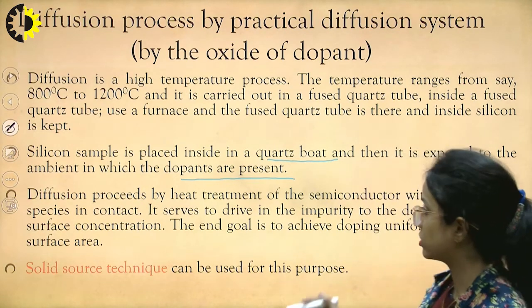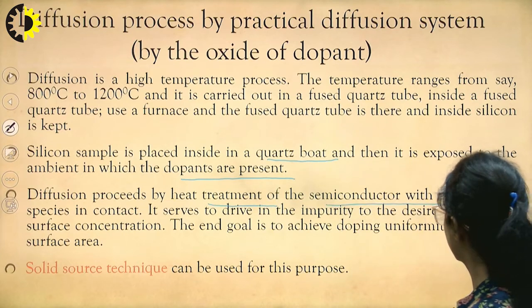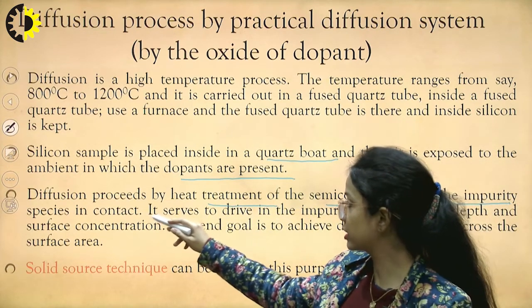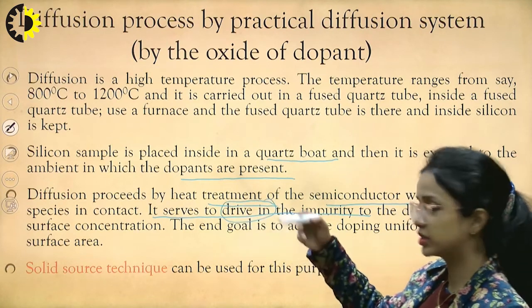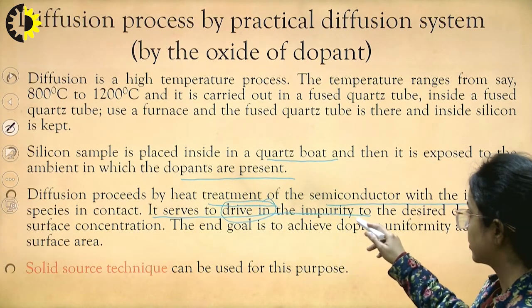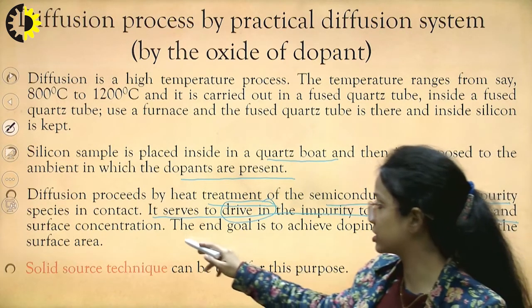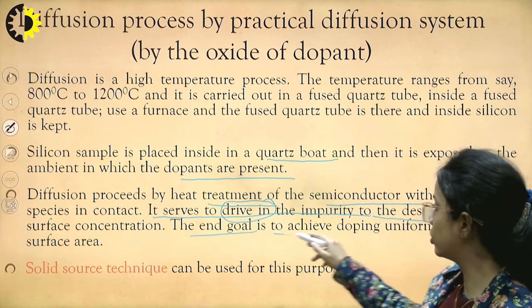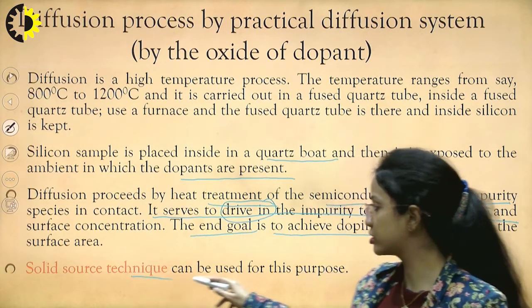So the diffusion process proceeds at high temperature. The semiconductor is kept in contact with the impurity species, which serves to drive in. Here we can see this is the drive-in method we have studied before. Drive in the impurity to the desired depth and surface concentration. The end goal is to achieve dopant uniformly across the surface area, and we call it the solid source technique.